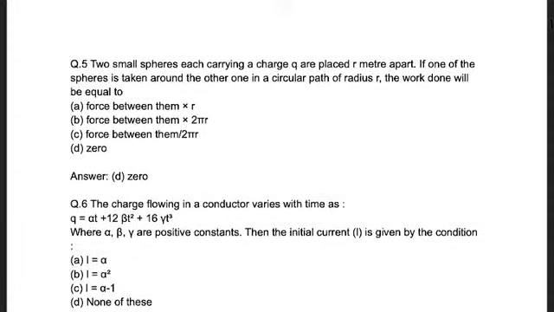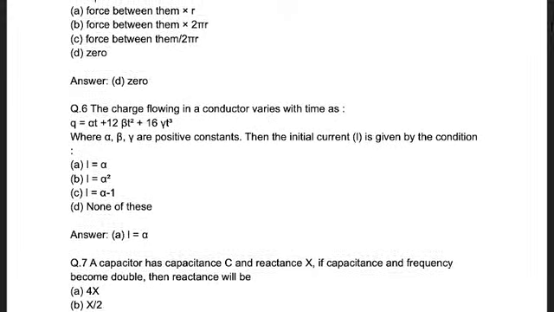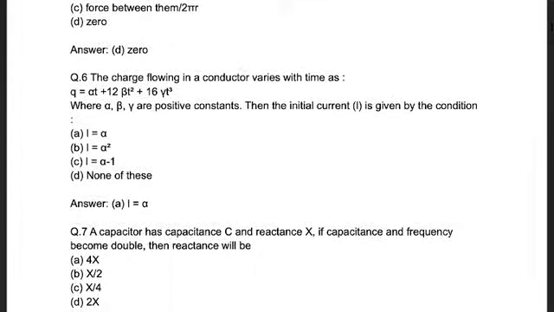Correct. Your answer is A. I is equal to α. Question number 7. A capacitor has capacitance C and reactance X. If capacitance and frequency become double, then reactance will be: A. 4X, B. X by 2, C. X by 4, D. 2X. Correct. Your answer is C, X by 4.